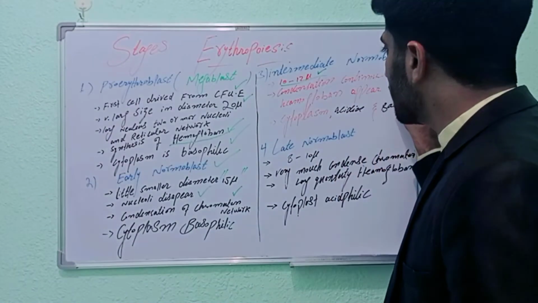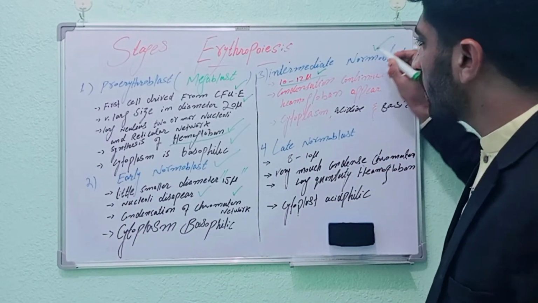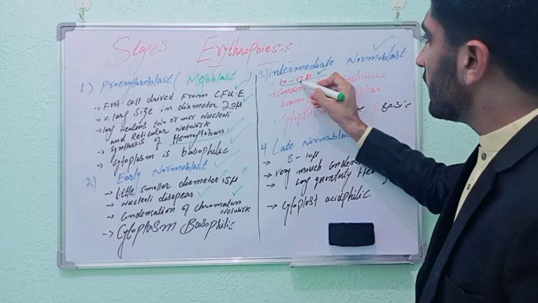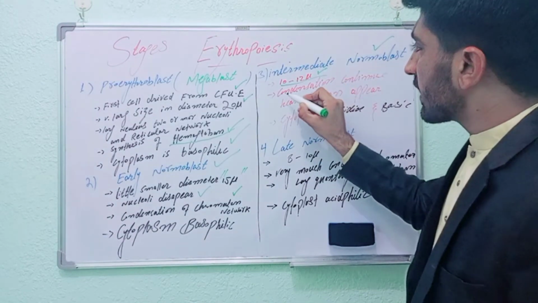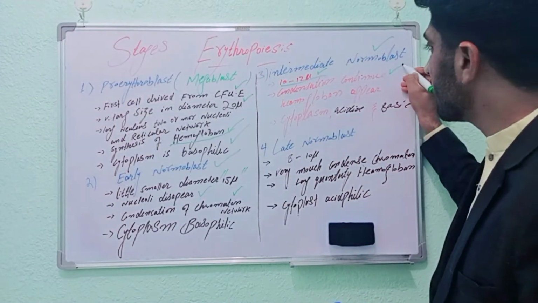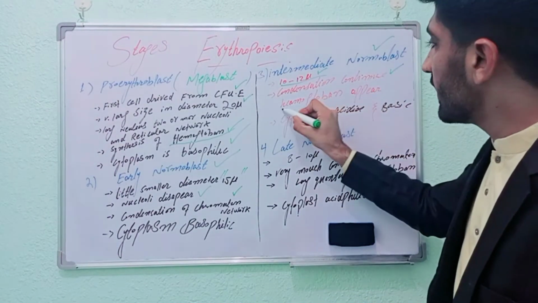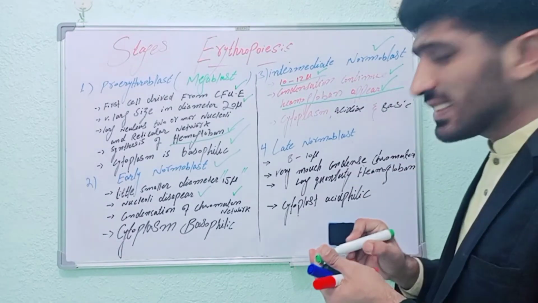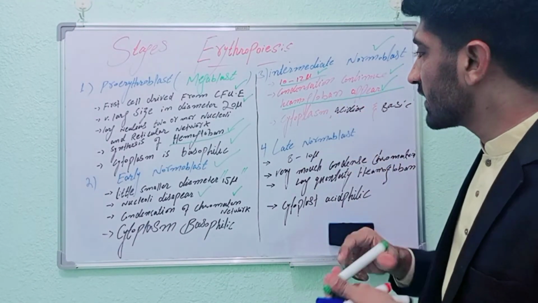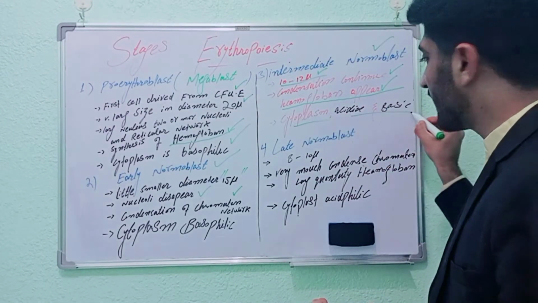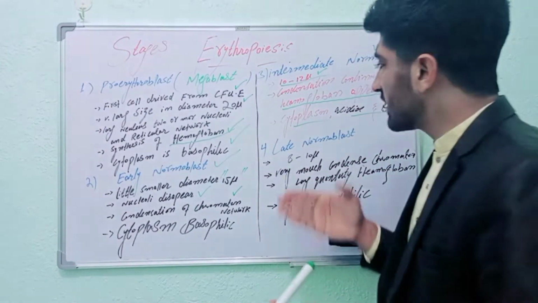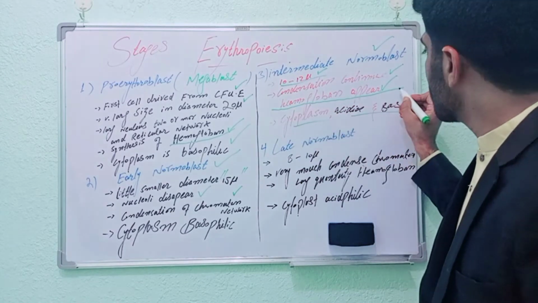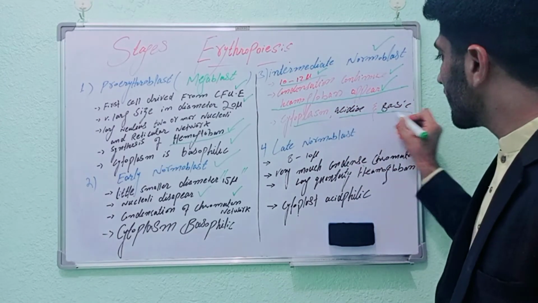And after that is intermediate normoblast. It is also smaller than the early normoblast. The diameter is 10 to 12 micrometers. The condensation of the chromatin network continues in this stage, and hemoglobin appearance starts. Because hemoglobin starts appearing in this stage, the cytoplasm is both acidophilic and basophilic in nature. It is already basophilic, and because hemoglobin starts appearing, it is also acidic.